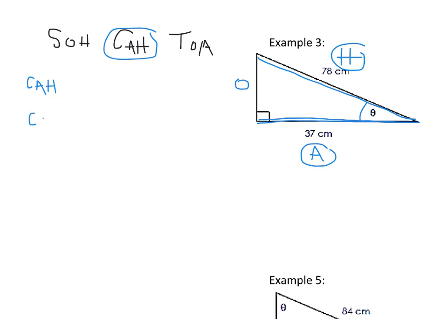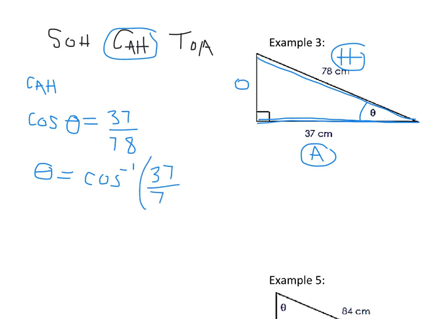So cosine of our angle, which is theta, equals A, which is 37, over H, which is 78. Now to get theta all by itself, I want to do the inverse cosine on both sides. So theta equals inverse cosine of 37 over 78. You go ahead and type that in the calculator just like the way I wrote it. And theta is about 62. This is an angle, so degrees.